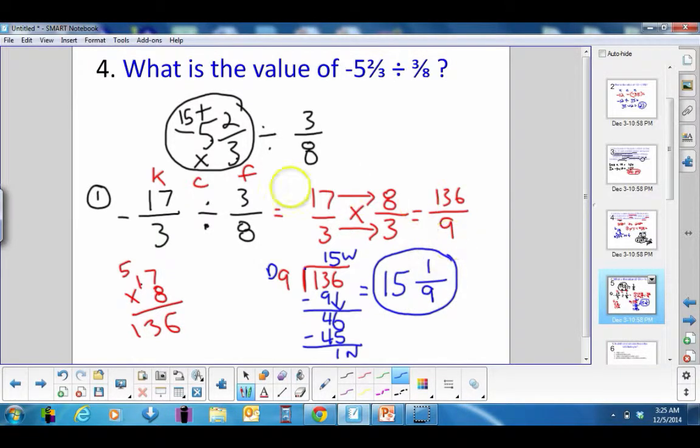So it looks like we did a few steps. First we changed the mixed number here to an improper fraction. Then we did keep, change, flip.